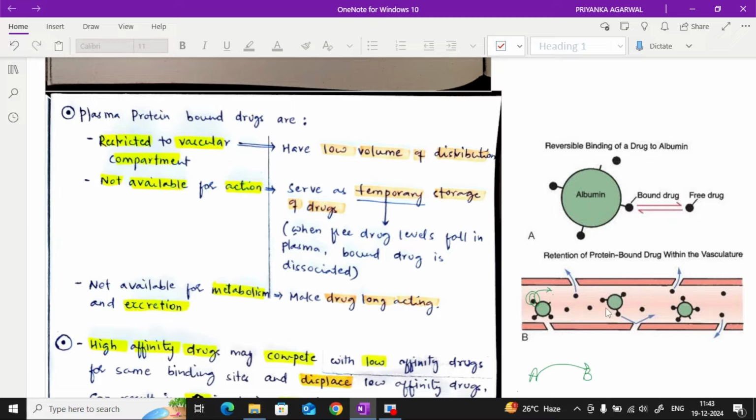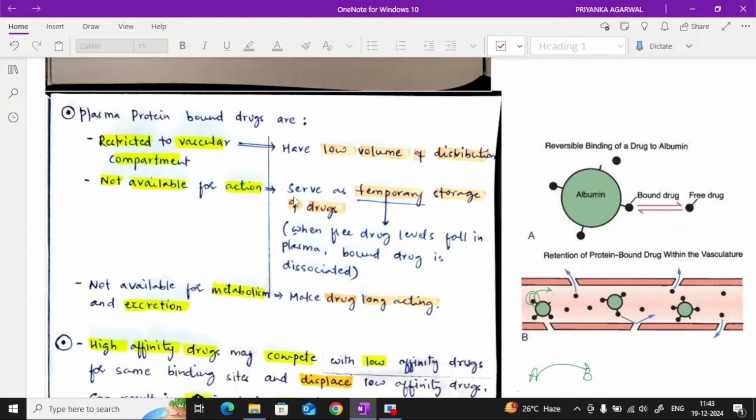So understand that only the free drug is available for distribution. Whatever bound drug is there, it is restricted to the vascular compartment. That means it is there in the blood only. Okay, it will not move out. So that's why you will have low volume of distribution. Because this bound drug is not available for action, metabolism and excretion. Why? Because it is there in the blood only. Okay, it is not moving out.